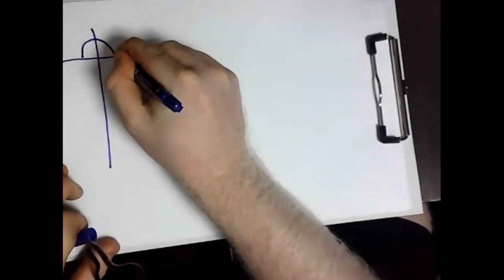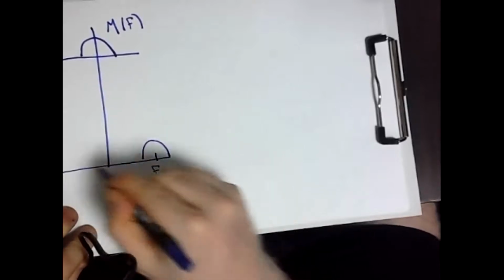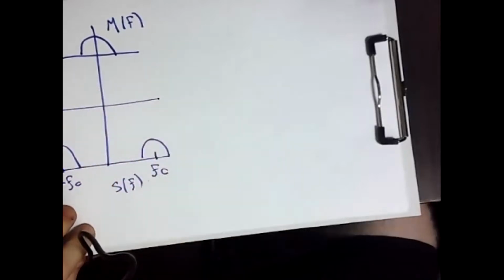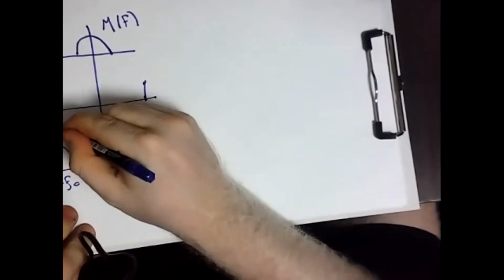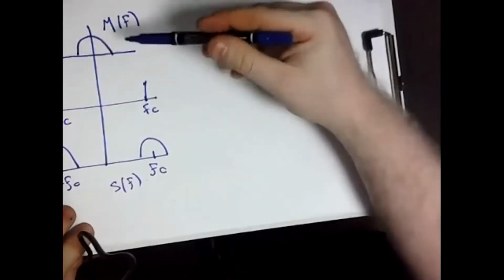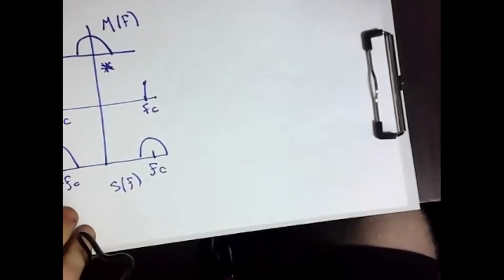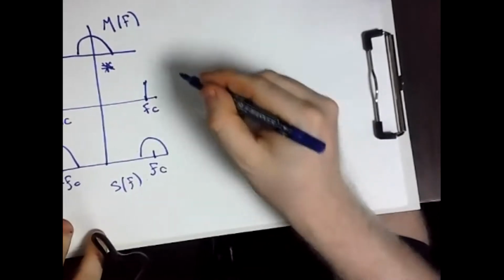This is the m of f, an unknown message. And this is the output at fc and at negative fc. This is s of f, or the modulated signal. What you are going to do in between is multiply by this fc delta, and similarly in the negative frequency spectrum with the negative fc delta. So if you make a convolution between the input message and these two deltas, you will have this modulated signal s of f. So this is what's called c of f, or the carrier in the frequency domain.